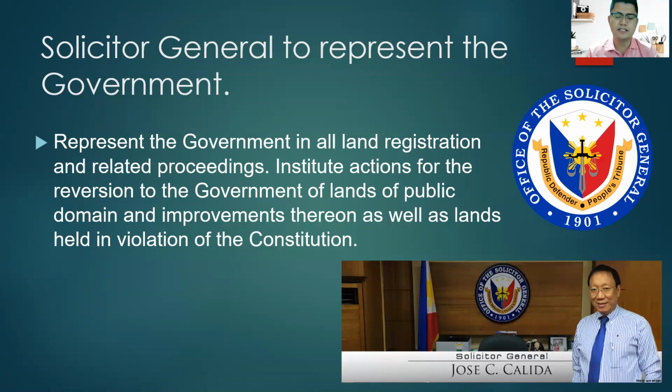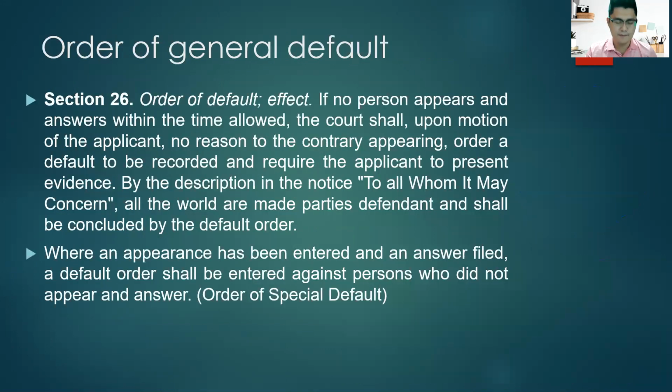First, the Solicitor General is empowered to file opposition for the state. The Solicitor General represents the government in all land registration and related proceedings, and institutes actions for the reversion to the government of lands of the public domain and improvements thereon, as well as lands held in violation of the Constitution.